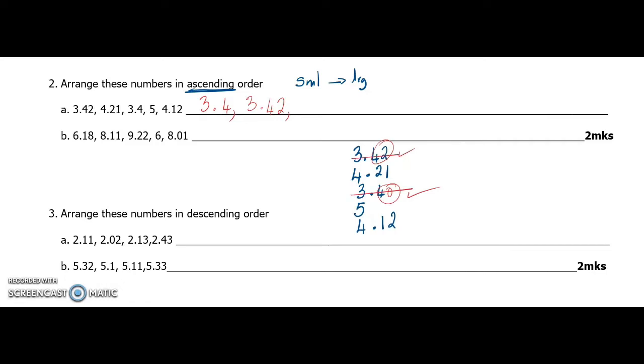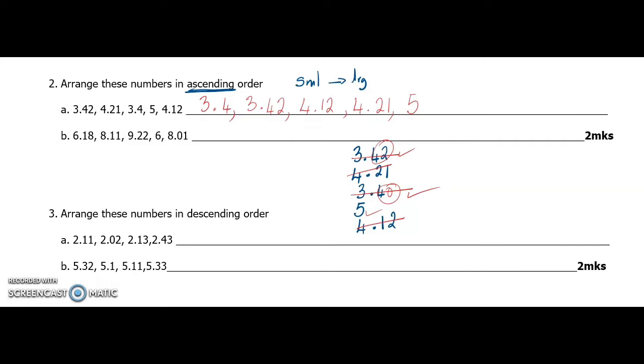Now we have 2 4's. So here we have $4.21, $4.12, which would have been the smallest. $4.12 would have been the smallest, so that would be next in line. And the next number would be 4.21. And the last number that is standing is 5, which is a whole number, or $5. So $5 is larger than $3, $4, so we put that number last.